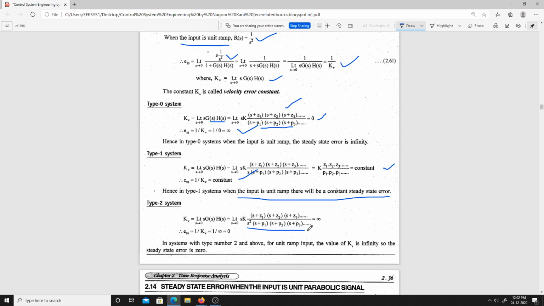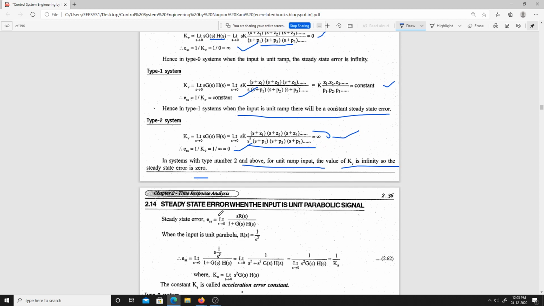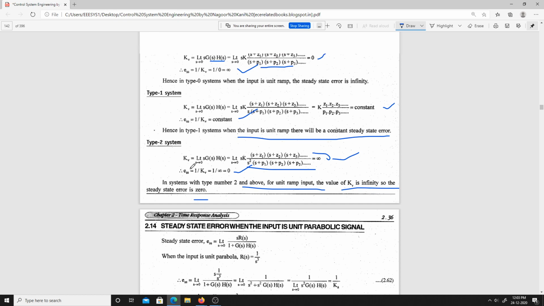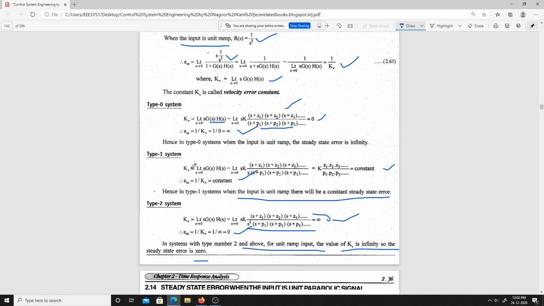Now if I go for the type 2 system, what happens? s square we are supposed to take here, and kv will be infinity. And ess will be 1 by kv, that will be 0. So what is the observation, what conclusion can we give here? In systems with type number 2 and above, for a unit ramp input, the value of kv is infinity, so the steady state error is 0. Is it clear?